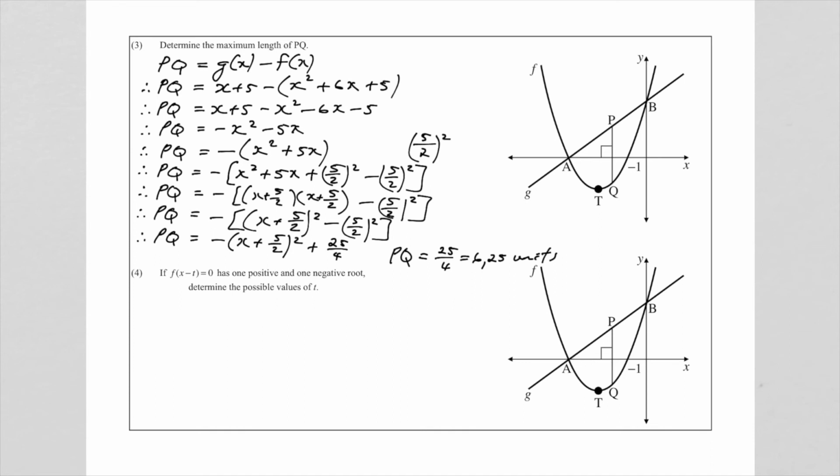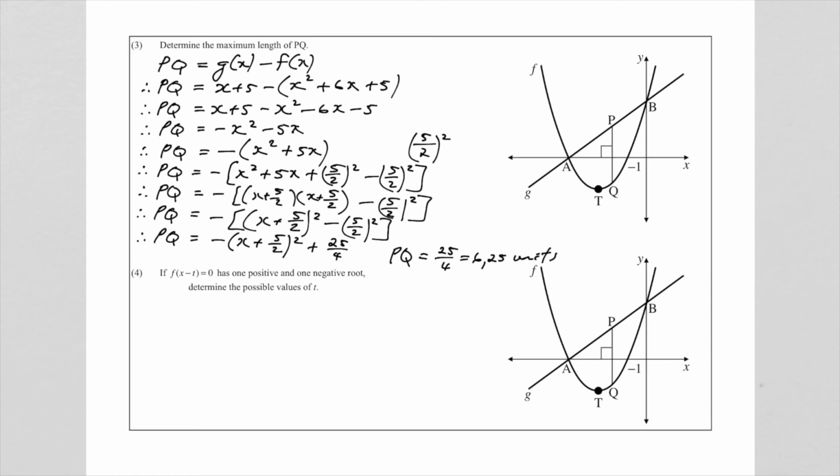Let's now look at number 4. In question 4, they ask us that if f of (x minus t), you will see that x minus t is in the bracket, equal to 0, has one positive and one negative root, determine the possible values of t. Now, if you look at this graph, you will notice that this is the one x-intercept, and that is the other x-intercept. And like we said before, these x-intercepts are also called roots. So those are the x-intercepts, and both of them are negative.